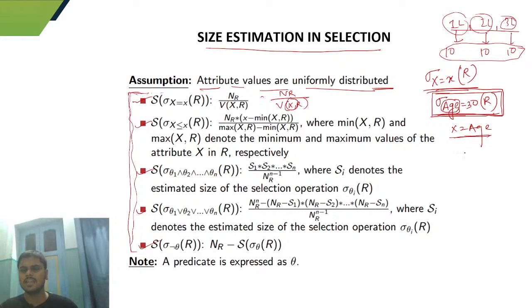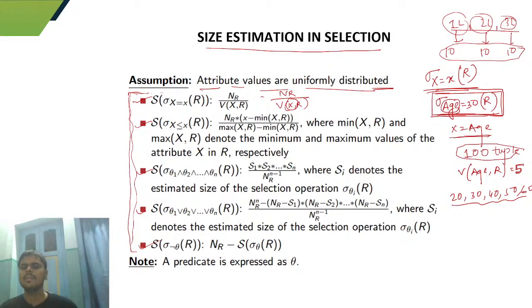So if you have, let's say, 100 tuples, and there are distinct age values in R as 5. Let's say there are 5 distinct age values: 20, 30, 40, 50, and 60. These are the 5 distinct age values present in your database which has 100 tuples. So how many people can you expect to have age equal to 30?